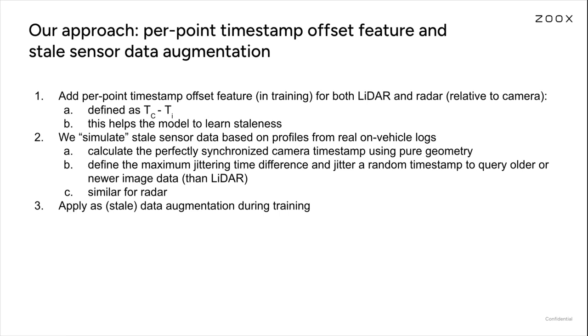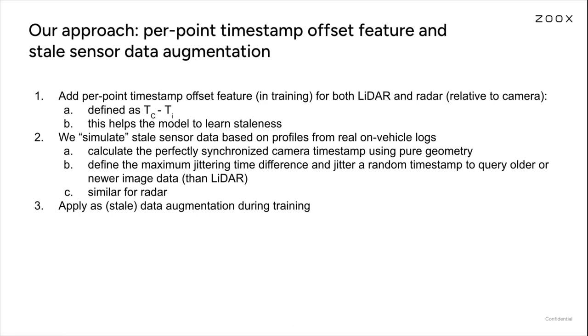To solve this problem, we first add a per point timestamp offset feature in training for both LiDAR and radar relative to camera. This is defined as TC minus TI, where TI is the per point timestamp. This helps the model to learn stillness.